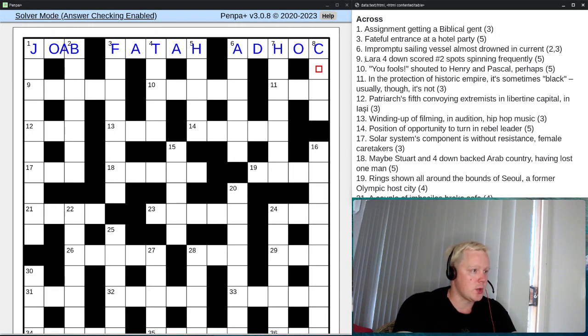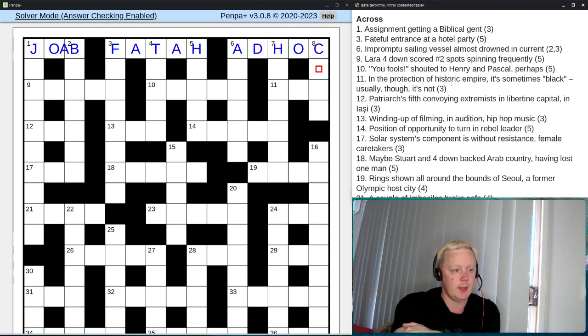Then let's look at this one, 9 across. Lara 4 down scored number 2 spots spinning frequently. Now this we cannot do. We don't know what 4 down is. So we're going to have to leave this empty and come back to it once we have some idea of this 4 down. Let's look at 10 then.